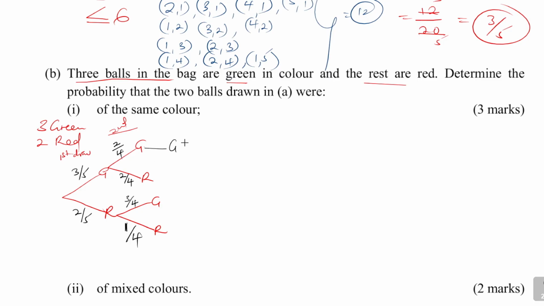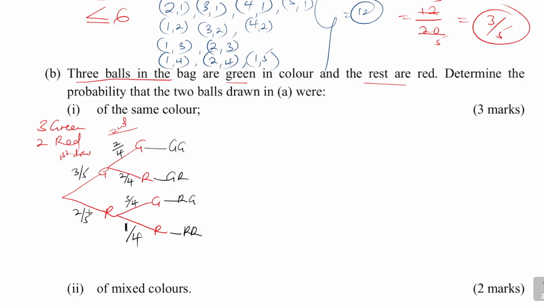So you have green, green. That is, the first draw is green, the second is green. The first draw is green, the second is red. Then the first is red, the second is green. Then the first is red, the second is red.